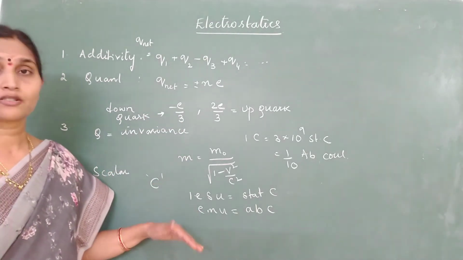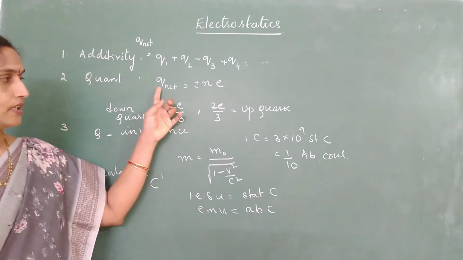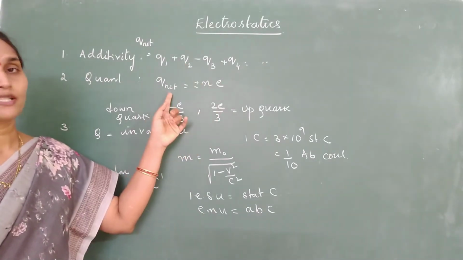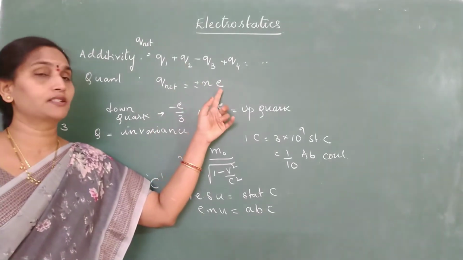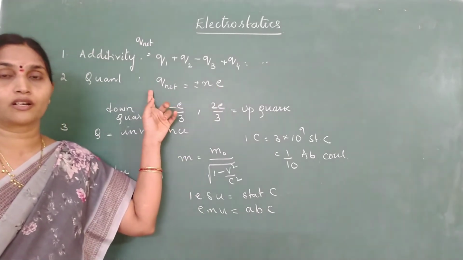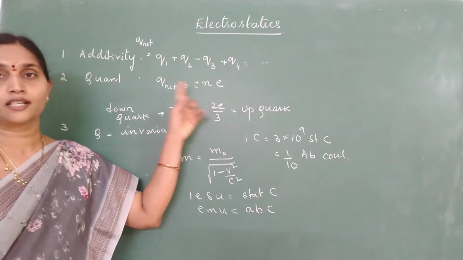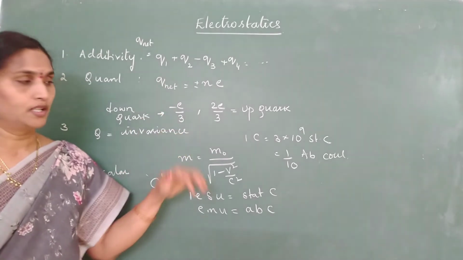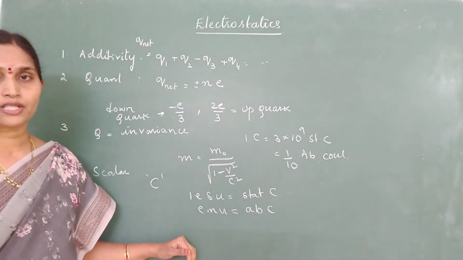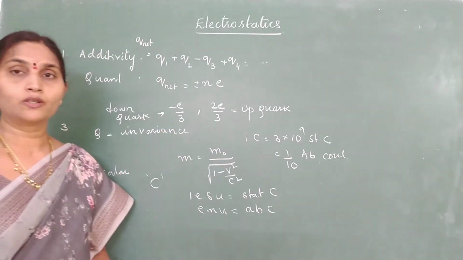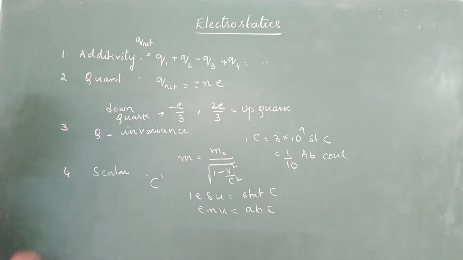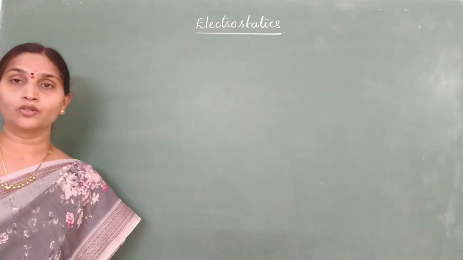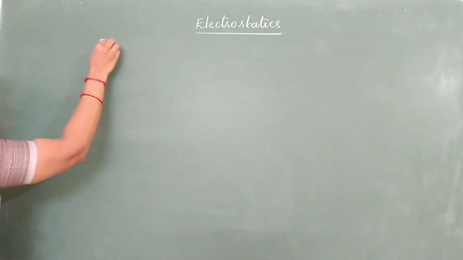There is nothing much to explain in this, but you may get questions related to Q is equal to plus or minus n e, giving the charge and asking whether the charge is possible or not, or finding the number of electrons in a given amount of charge, and so on. So these are basic level questions. Then coming to Coulomb's inverse square law. According to Coulomb's inverse square law, the force between 2 point charges.